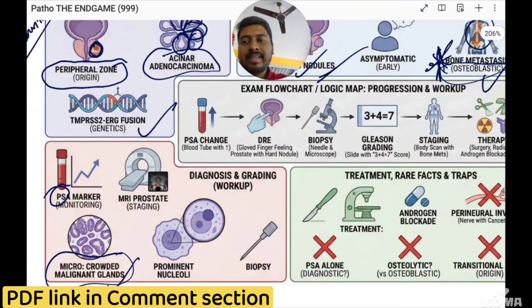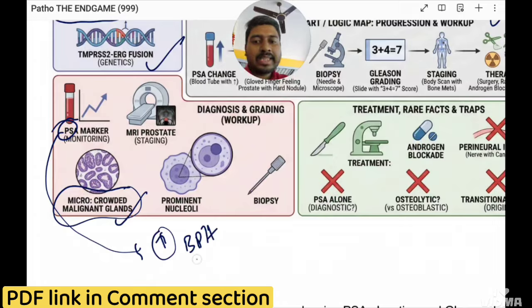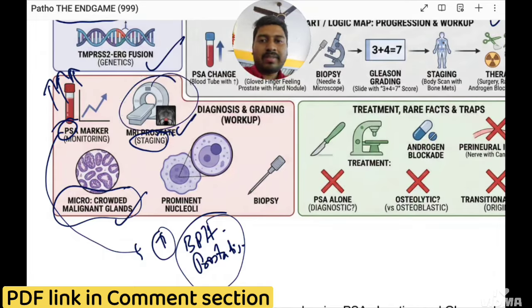So you'll do PSA, that is prostate specific antigen, but the important thing is PSA can be increased in BPH also, and it can be increased in prostatitis also. That will be a mild increase, but in prostate carcinoma there will be a major increase in PSA. For staging of the tumor, you use MRI of the prostate.